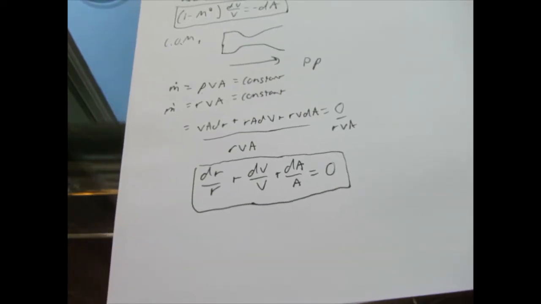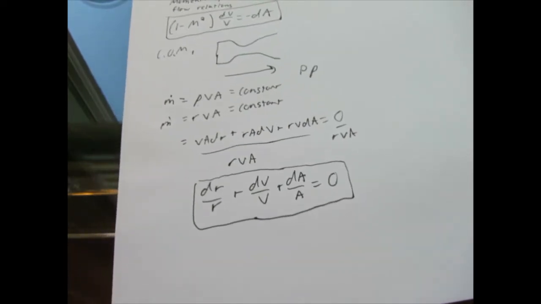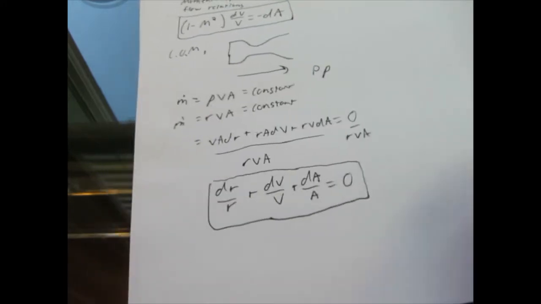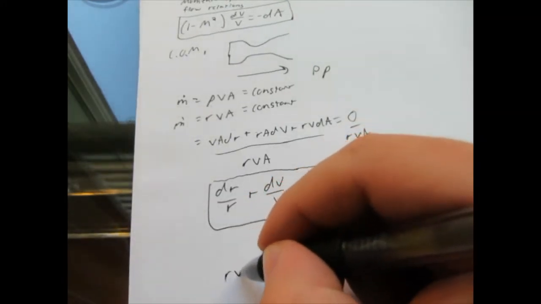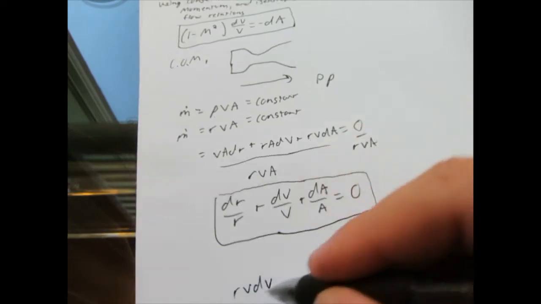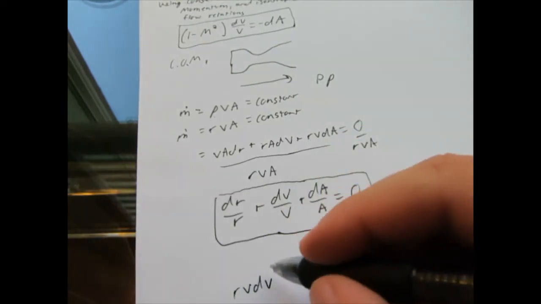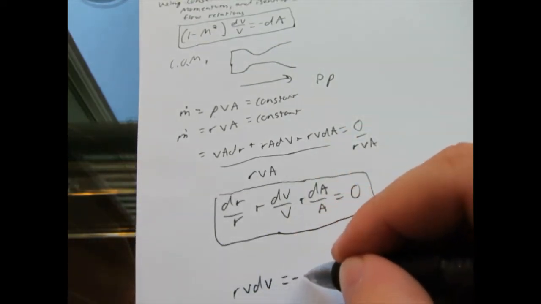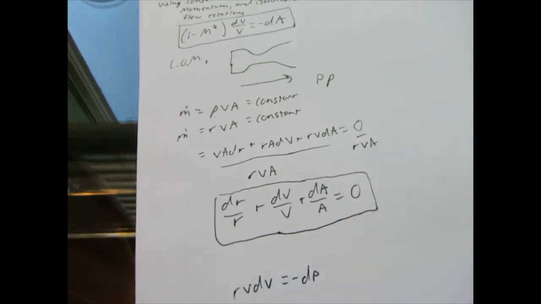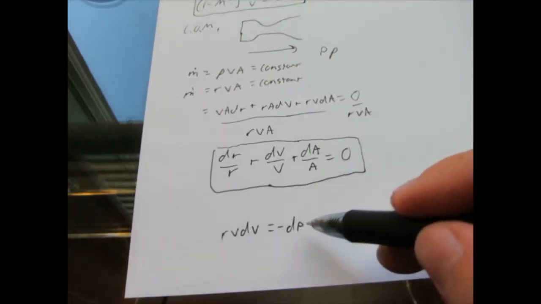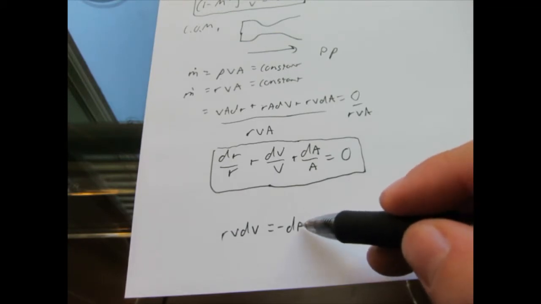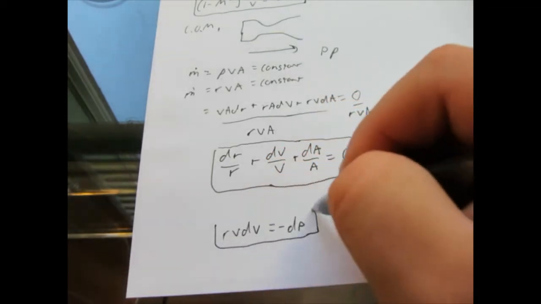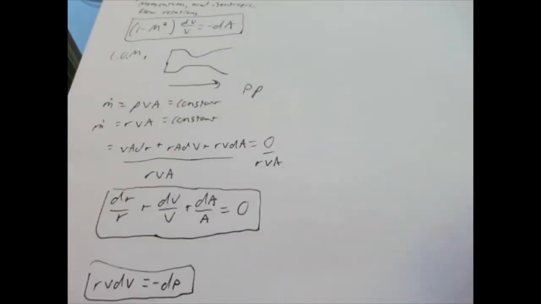So now we want to use the conservation of momentum to eventually derive this equation: rho V dV, or R V dV, equals negative dP. Okay, so you eventually want to derive this equation here, and to do that, we'll use conservation of momentum.